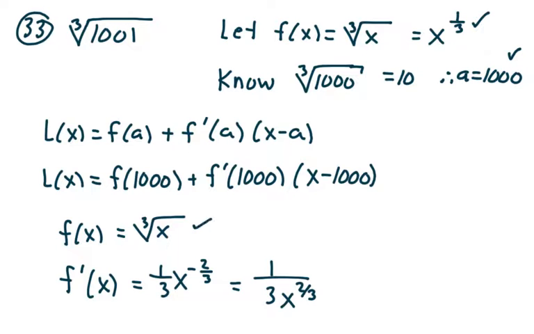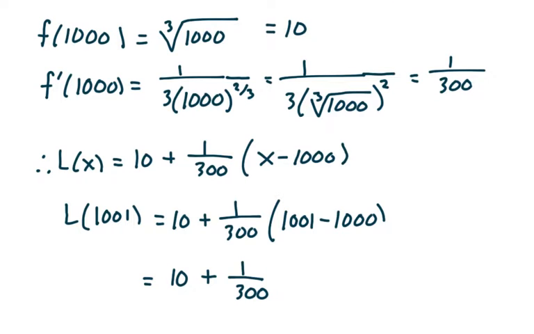F of x is equal to cube root of x. When I take its derivative, I get f prime of x is 1/3 x to the negative 2/3. That's just power rule. And I rewrote that as 1 over 3x to the 2/3. Now, f of 1000 is equal to 10. So, again, I just took the cube root of 1000, and you do get 10. F prime of 1000, you can see, is 1 over 300. And so L of x is 10 plus 1 over 300 times x minus 1000.